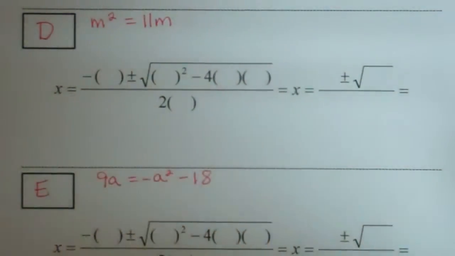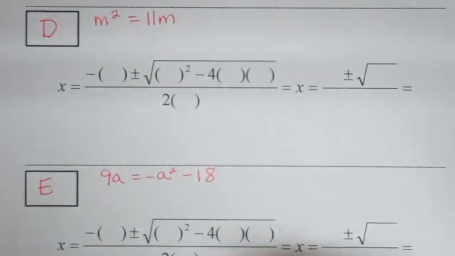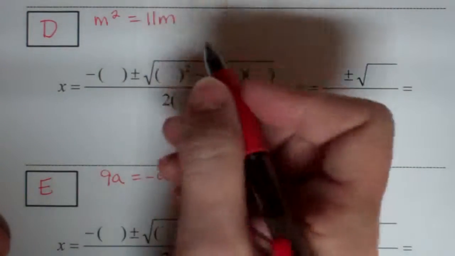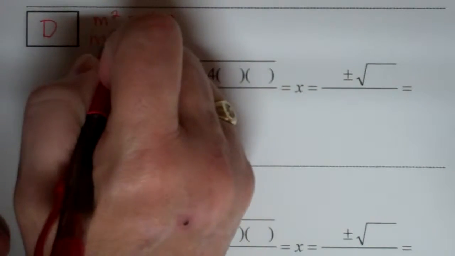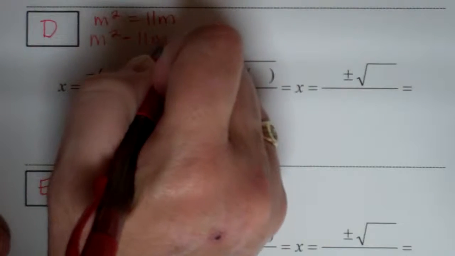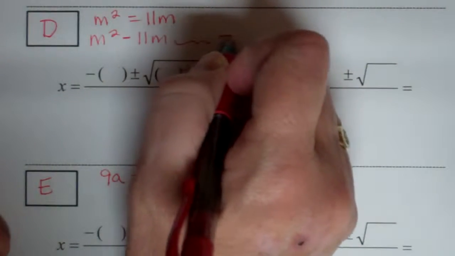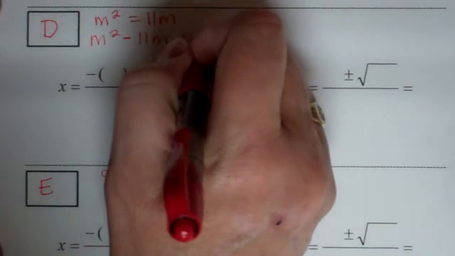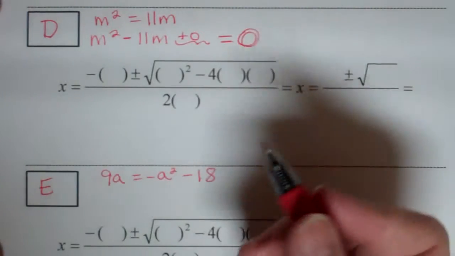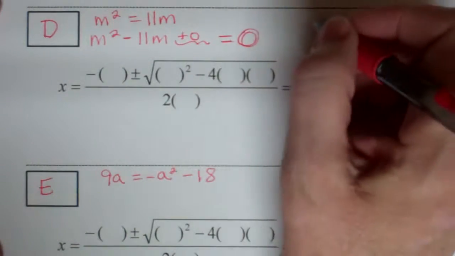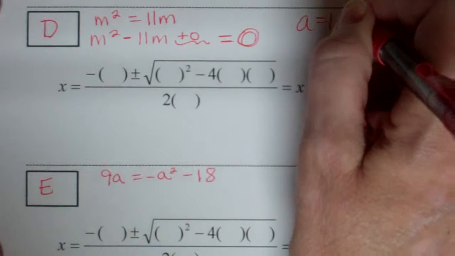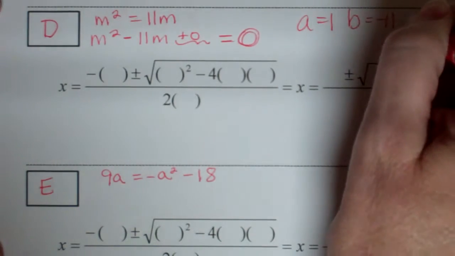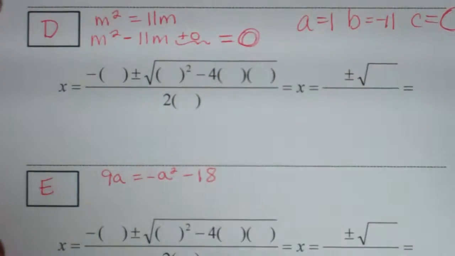Alrighty, and I'm back. D. Here we go. Again, no 0. I've got m squared minus 11m equal 0. There's no c here. Well, since there's nothing, that's the same thing as adding 0. This plus 0 is itself. I've got 0, my hero. A is 1, B is negative 11, and C is 0.